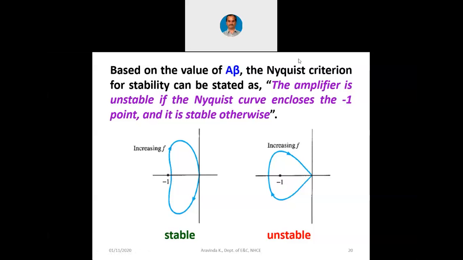Now, if the -1 is inside the Nyquist plot for a given amplifier, then the amplifier is definitely unstable. That is going to work like an oscillator at some particular frequencies. This is called the Nyquist criterion for stability. So, I will repeat it once again. The amplifier is unstable if the Nyquist curve encloses the -1 point, and it is stable otherwise. I hope you have understood this. This diagram indicates that -1 has to be outside the Nyquist plot for the given amplifier. It should not be inside.